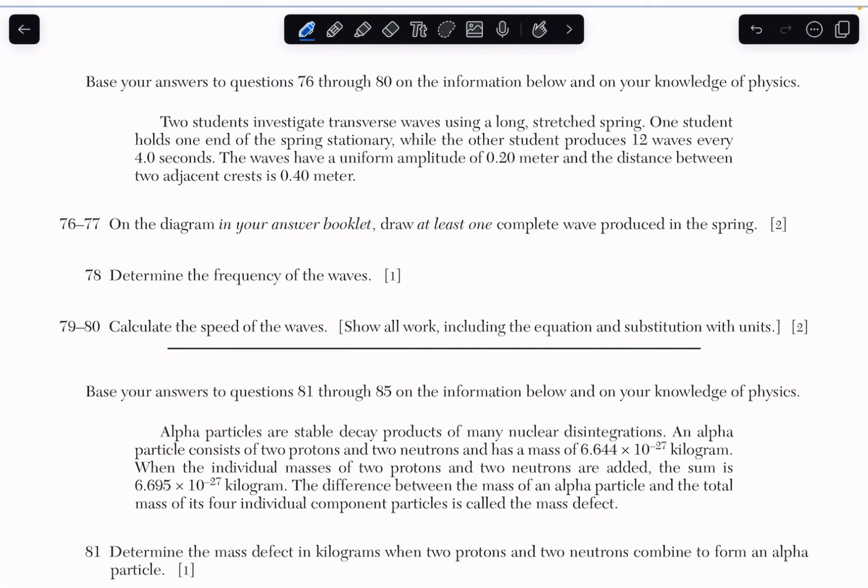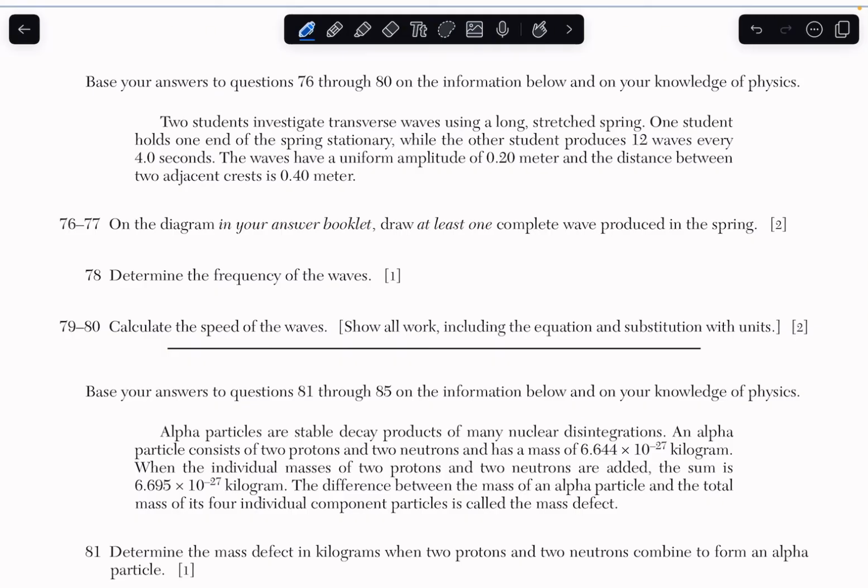Base your answers to questions 76 through 80 on the information below and on your knowledge of physics. 2 students investigate transverse waves using a long stretched spring. One student holds one end of the spring stationary while the other student produces 12 waves every 4 seconds. The waves have a uniform amplitude of 0.2 meter and the distance between 2 adjacent crests is 0.4 meter.